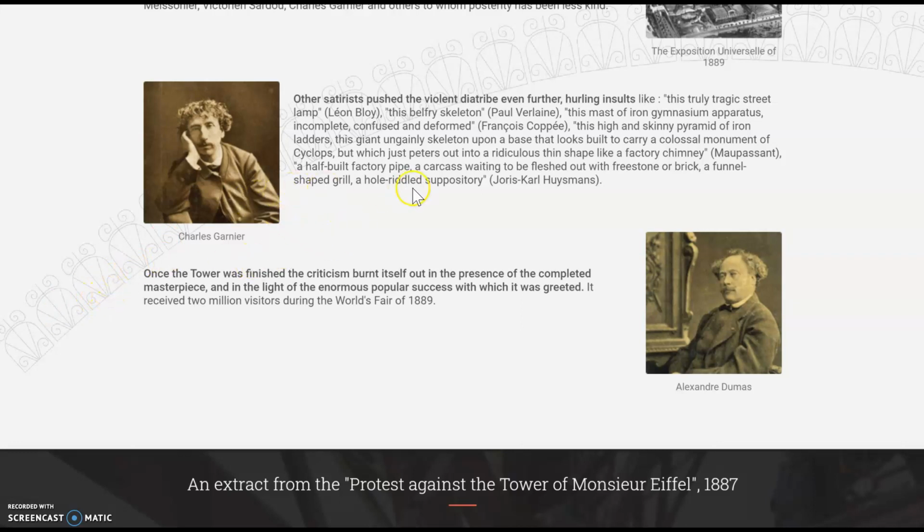But the sort of insults that they are talking about are truly tragic street lamp. So no one talks about the Eiffel Tower like that now, I don't think. So the criticism against the tower eventually peters out because of its success. And in that first year, 2 million people visited the World Fair and would have looked at the Eiffel Tower and been absolutely amazed.